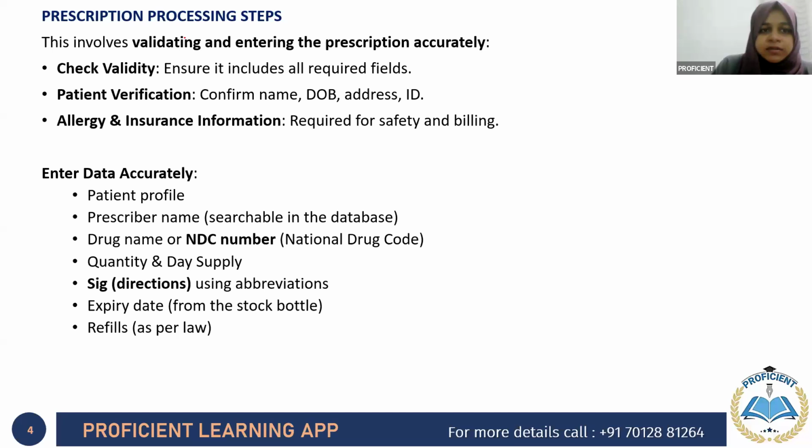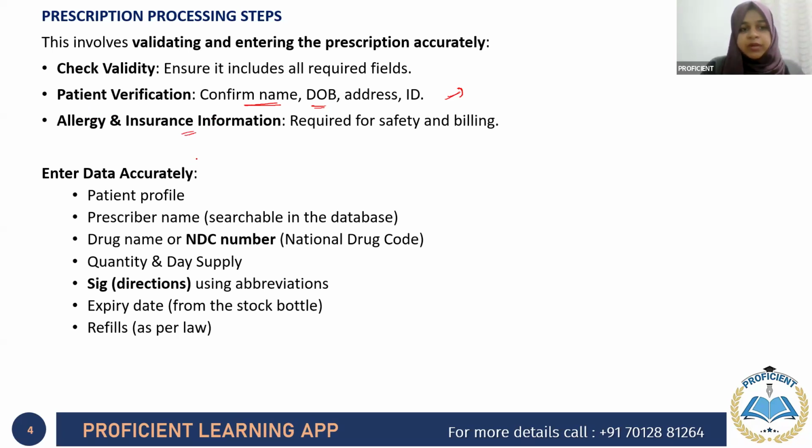Okay, so prescription processing steps. What do you do? You check for the validity, whether the prescription that has come to you is valid or not. Then you identify the patient. You confirm the patient who has brought it is the same patient. You confirm the name of the patient, date of birth, everything, to make sure the drugs given match the prescription, and the patient is also right, and you have to check the allergic history as well as insurance information.